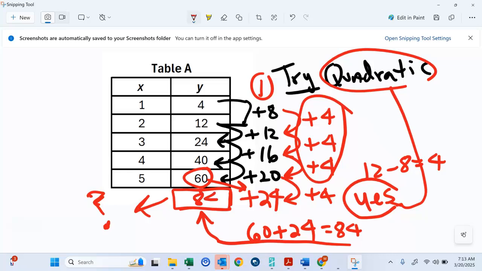$84. Oops. For if the x is 6, then that's 84. Do you understand? Because plus 4, plus 4, plus 4, plus 4. So then this one, 20 plus 4, but then 60 plus 24 is that. Okay, so that's how you do it.